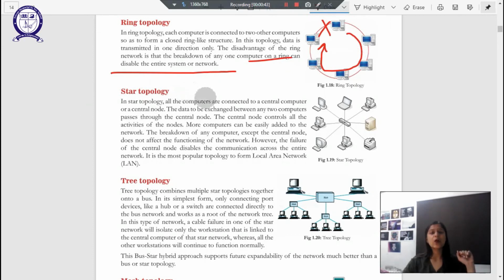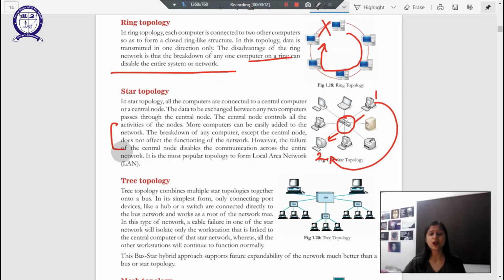Star topology. All the computers are connected to the central computer. So there's a central computer or a central node here, and the data can be exchanged between any 2 computers passing through the central node. So if this wants to send the data to this, it will always have to go through the central node. More computers can be easily added to the network. The breakdown of any computer except the central node does not affect the functioning of the system.